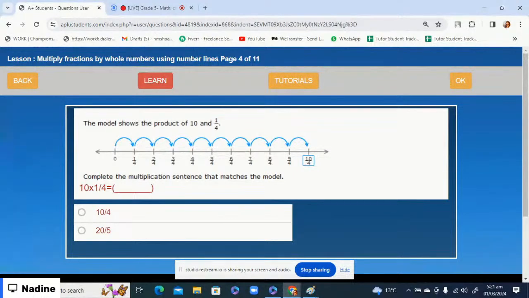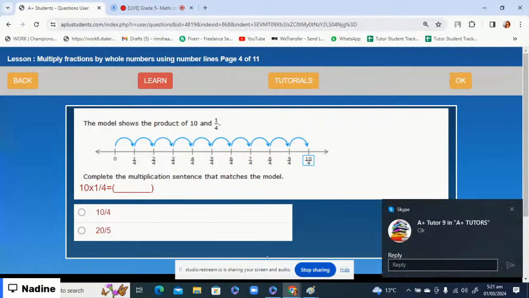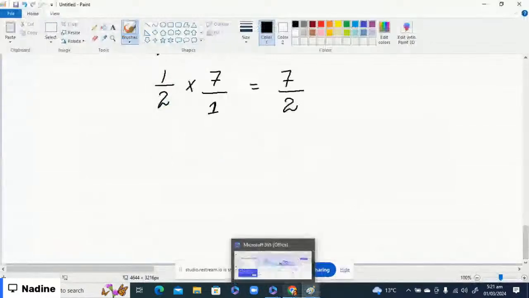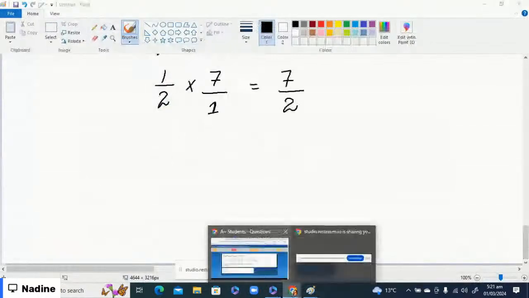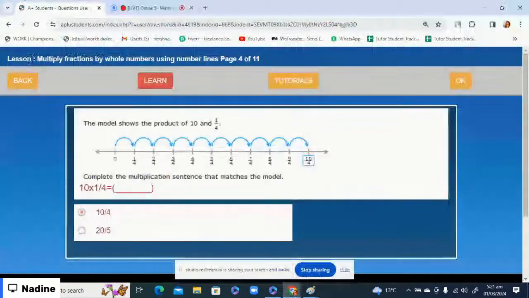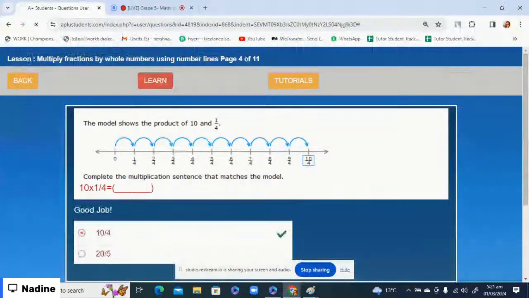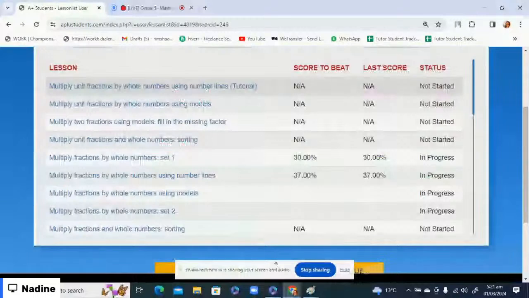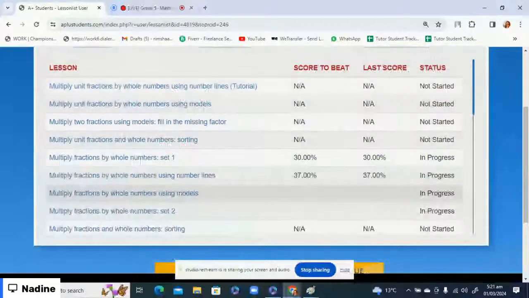This basically stops at the point 10/4, and then we find it out by multiplying, we get it. Yes, it's 10/4. Good. So we just simply put it. The answer is there, 10/4. Yes, on option A. Then we check it out. This is 10/4. Okay. Now let's do the next lesson. Hope you guys understand this one. Now we are going to start multiplying fractions by whole numbers using models. Okay.